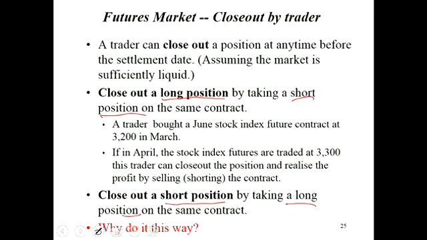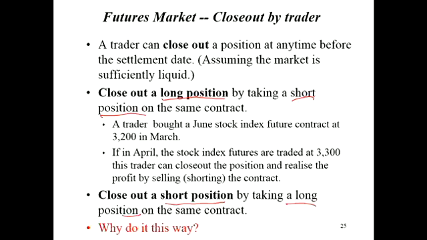So in some ways, it sounds quite strange that if you have a long, you take a short. If you have a short, you take a long. The other thing that you might think you can do is actually sell it. If you have a long, you might go and sell the long, but you don't. You take a short. So why would they do it this way?